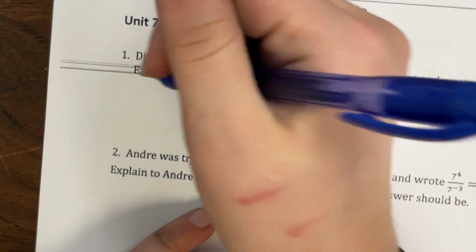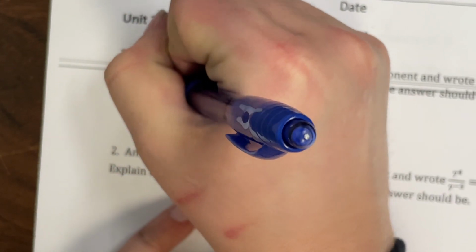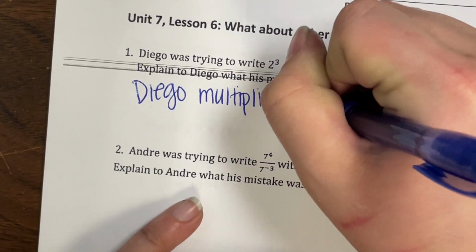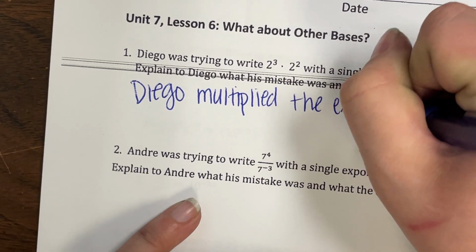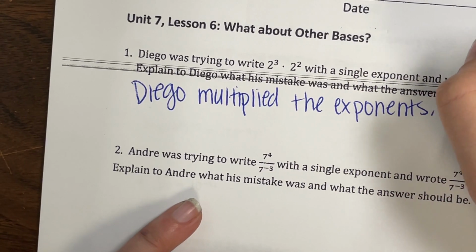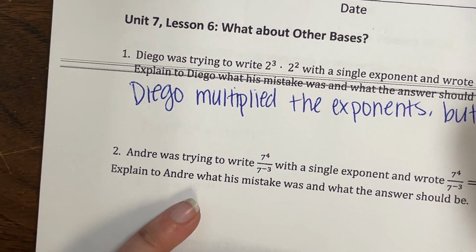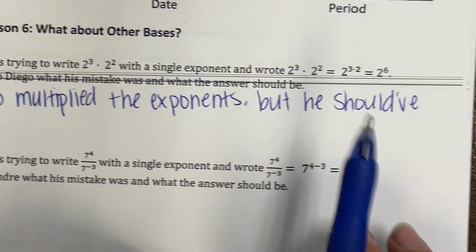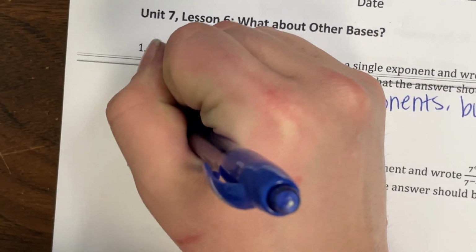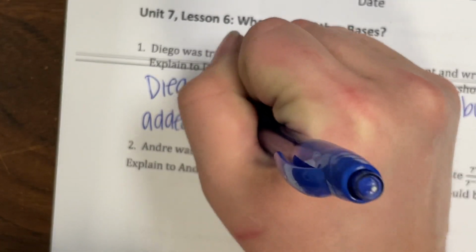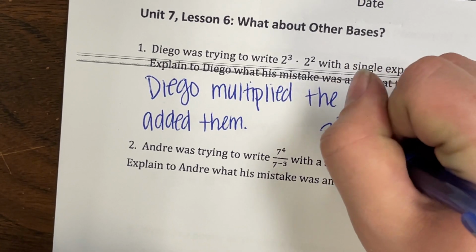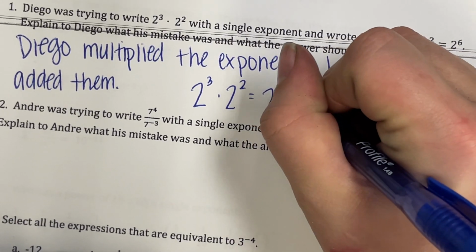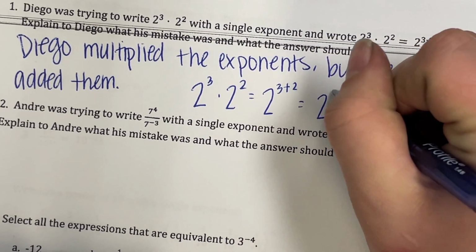So Diego multiplied the exponents, but we know that he should have added them. So it would have been 2 to the power of 3 times 2 to the power of 2 equals, and then he should have added them, so it would be 2 to the power of 5.